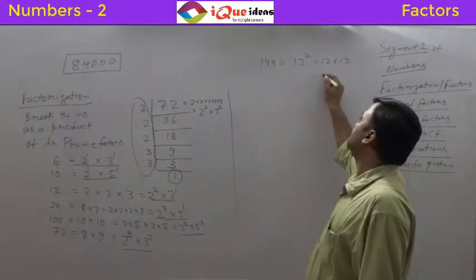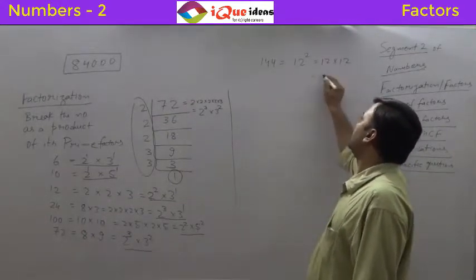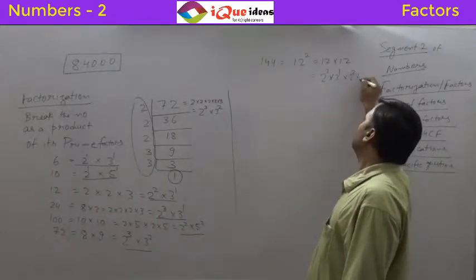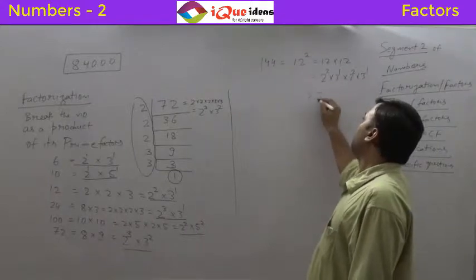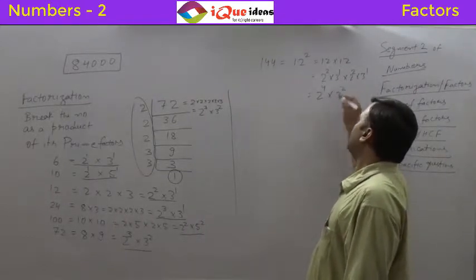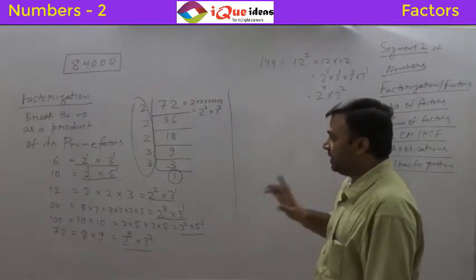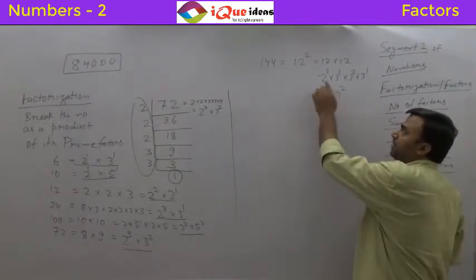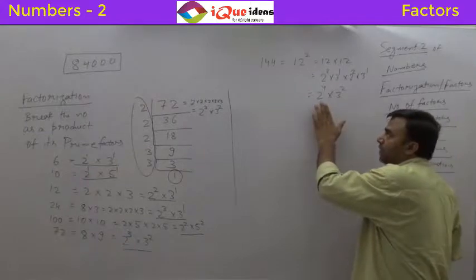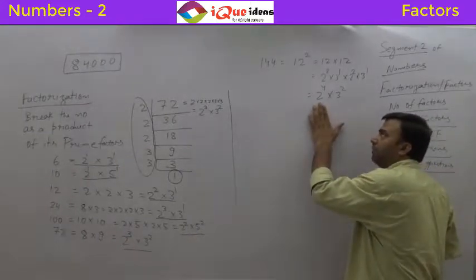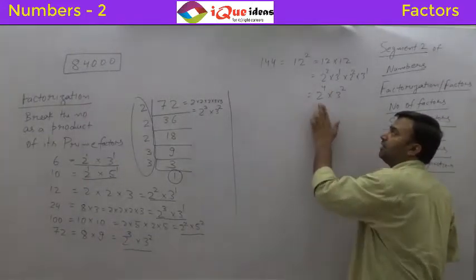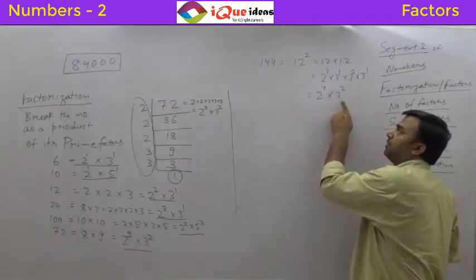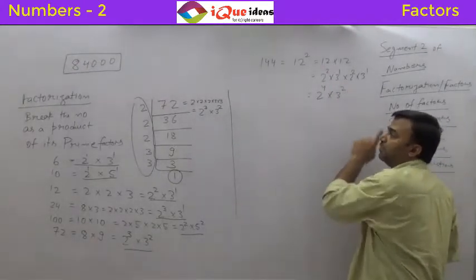Now 12 into 12 is 2 square into 3, 2 square into 3. So once again I'll write it: 2 square into 3 into 2 square into 3. After combination, it will be 2 to the power 4 into 3 to the power 2. Make sure that if a prime number is appearing more than once, it has to be mentioned only as a power. You cannot mention them separately. All the appearances of a particular prime number should be mentioned as the total power of that. For example, 2 appears 4 times, so it has to be written as 2 to the power 4. 3 appears 2 times, so it has to be written as 3 to the power 2.